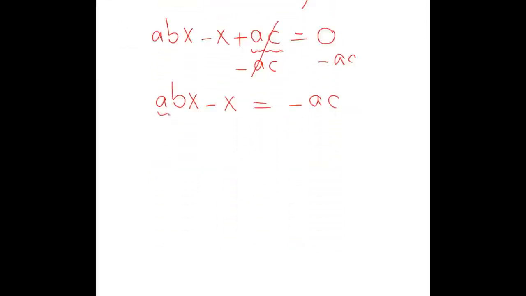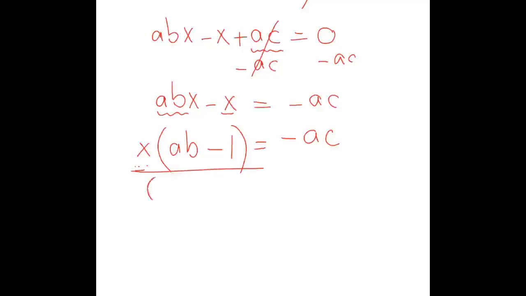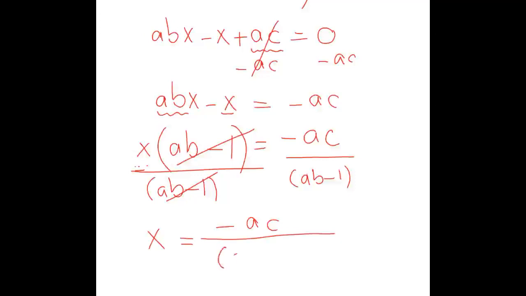Here we have two friends of x, so I will collect x outside. So here x, open a bracket. Here if I divide by x, ab will remain, then minus x divided by x equals 1, equals negative ac. So I want to isolate x alone, so I will divide by this bracket. So this bracket will go with this bracket. x will be negative ac over ab minus 1.